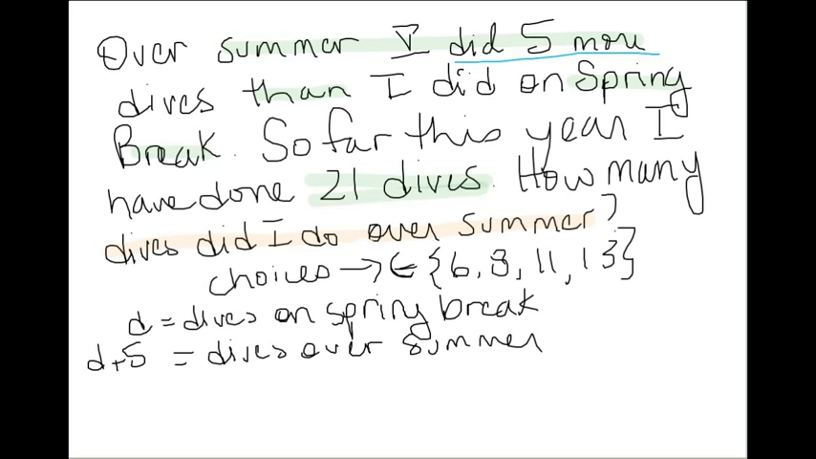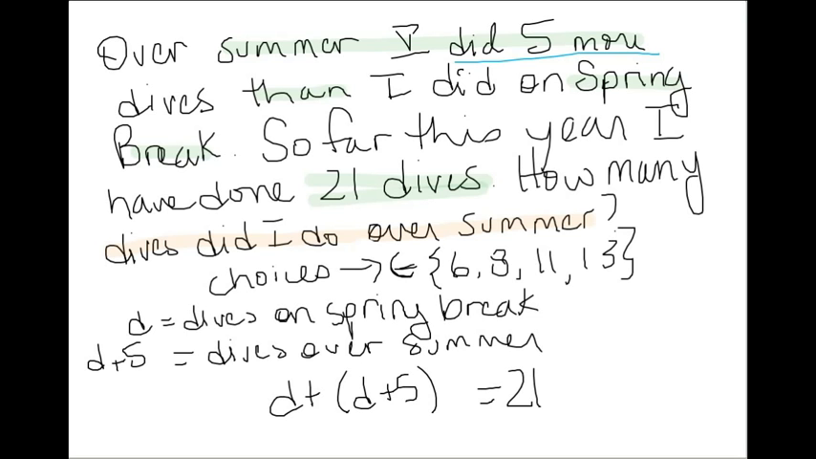And what do I know about the number of dives that I've done this year? Well, I know that they total 21. So that means I'm going to have something equal to 21. And the only time I get to dive is either on spring break or during summer. So I'm going to have D plus 5, so the number of dives I did on spring break, and then the number of dives I did over summer, and that's going to equal 21.